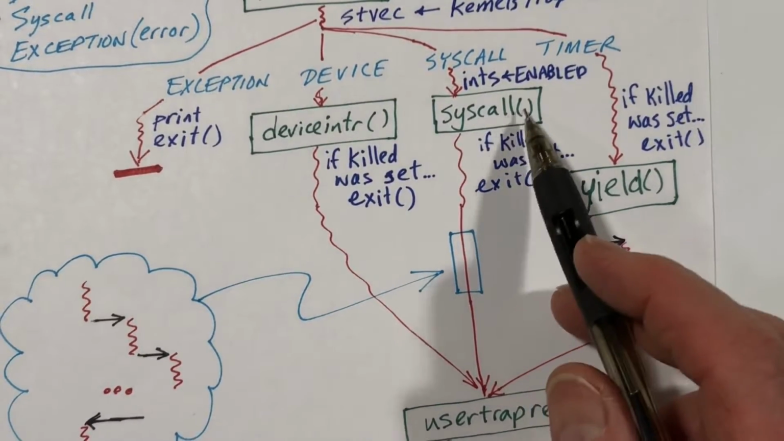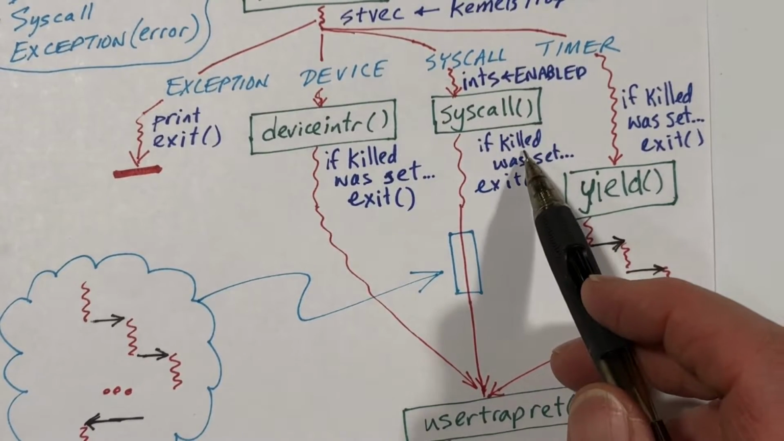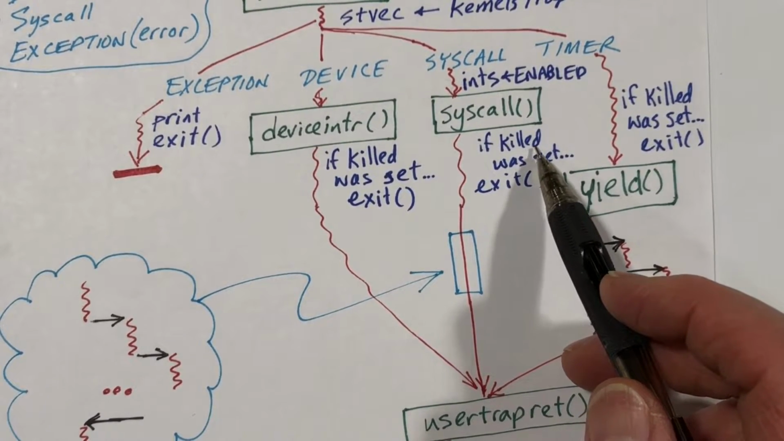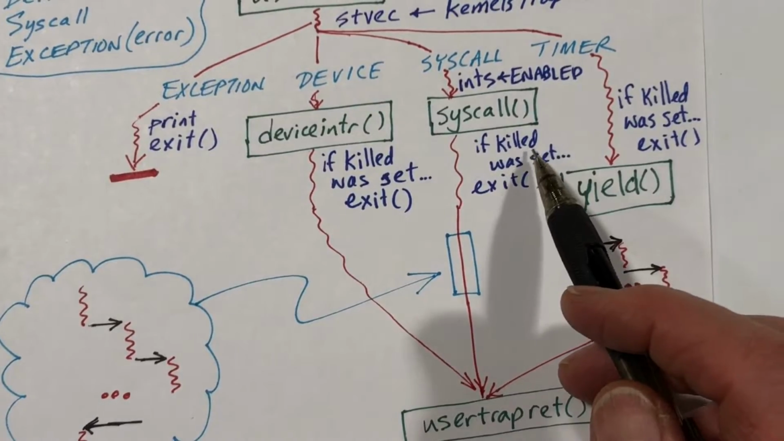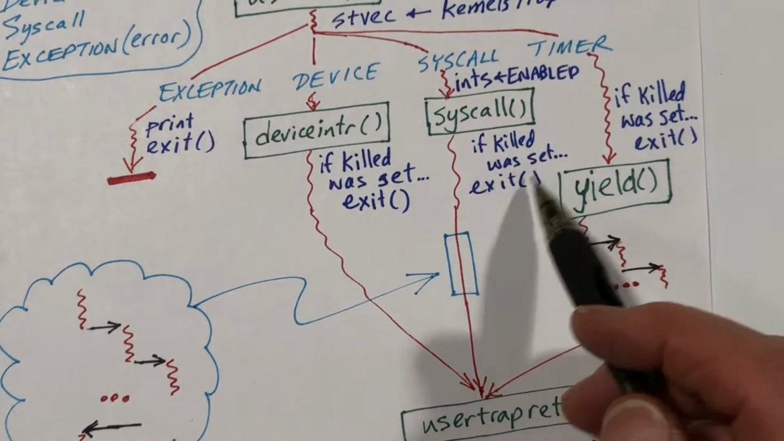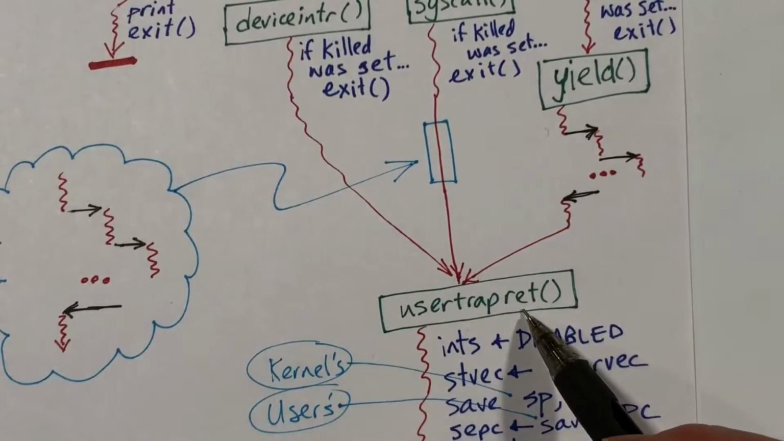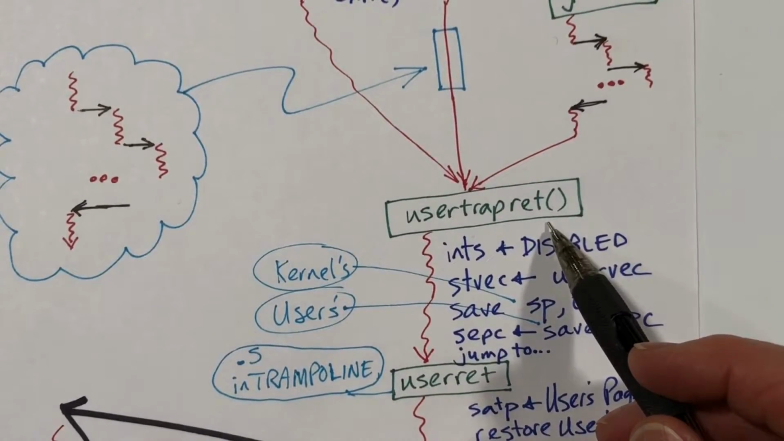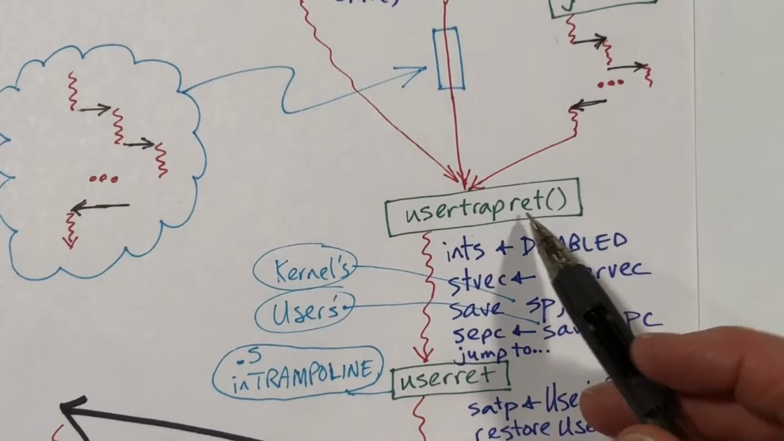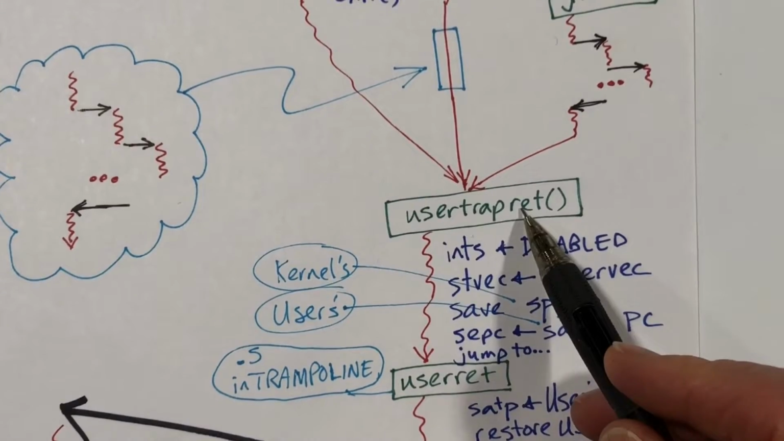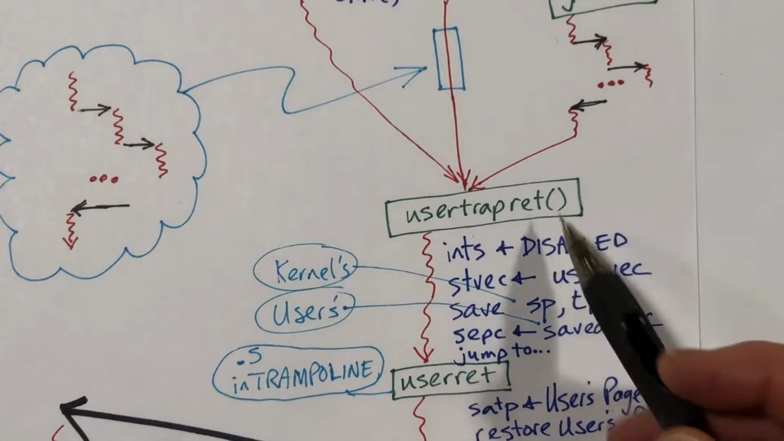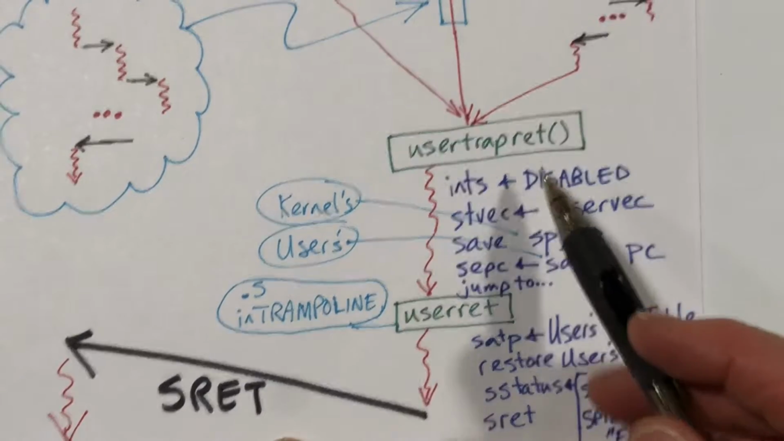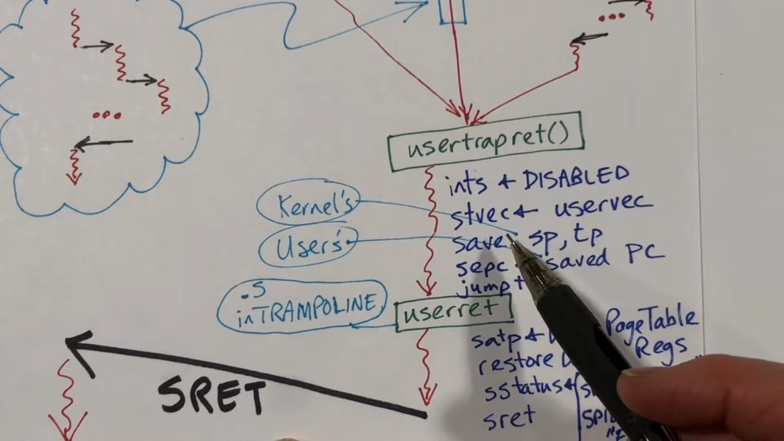But in any case, we handle the system call, and then we come back, and at that point, if somebody has asked for this process to die, then we call exit, but otherwise we continue. And then finally, whatever the case is, we call a C function, usertrapret, or user trap return, and it will begin the process of returning to the user mode code.